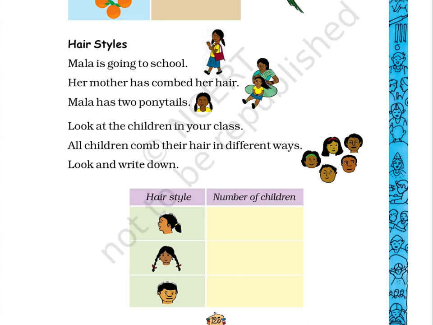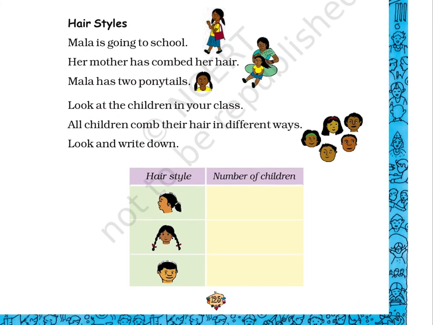Look at the children in your class. All children comb their hair in different ways. The picture on the right side shows faces of 5 children, 2 girls and 3 boys, each having different hairstyle. Question. Look and write down. There is a table with 2 columns and 3 rows for this question. In column 1, picture of children with different hairstyles is given, and in column 2, empty spaces are provided for writing answers. Row 1.